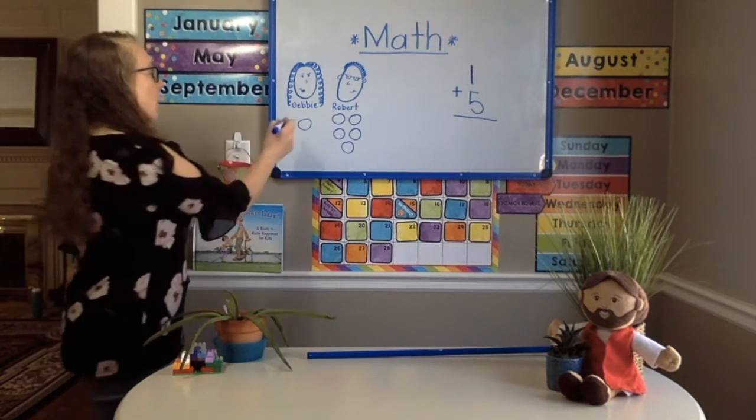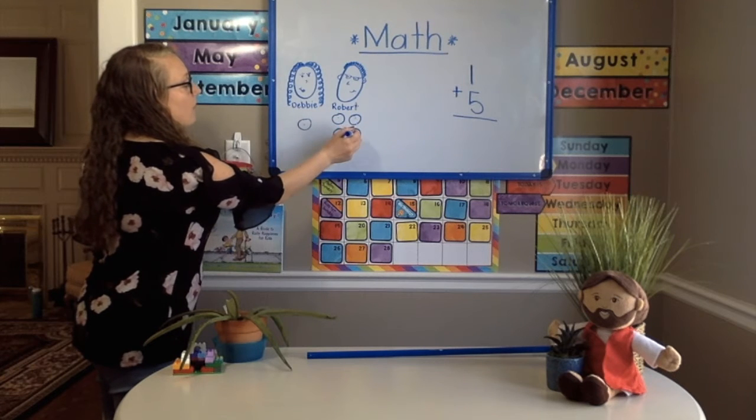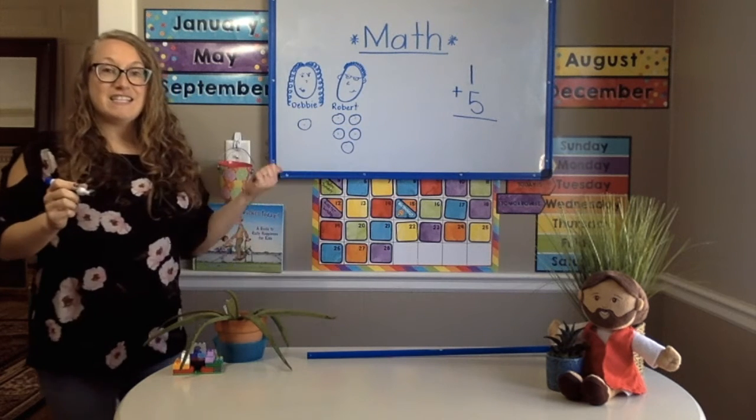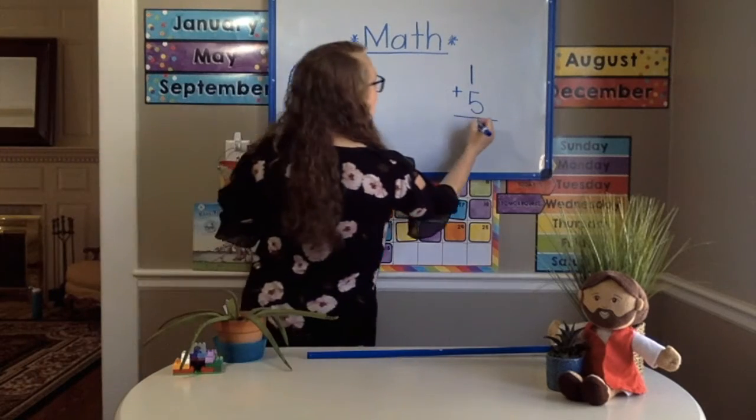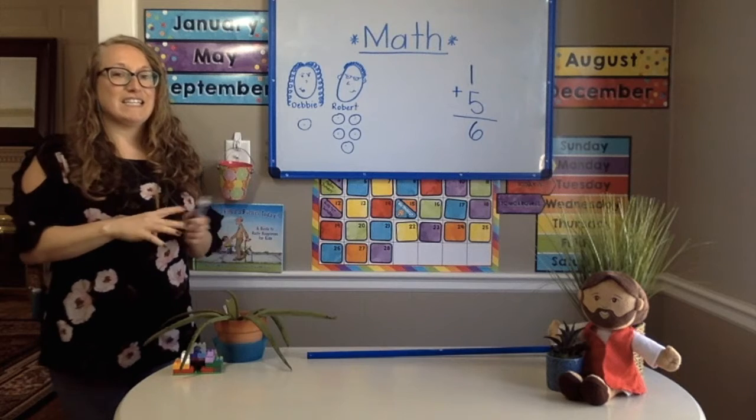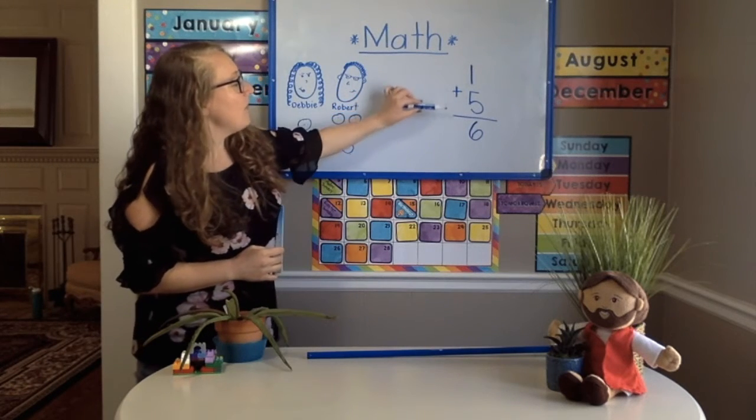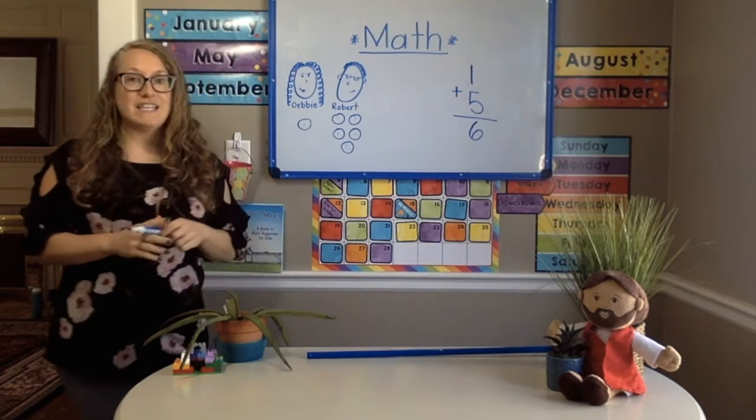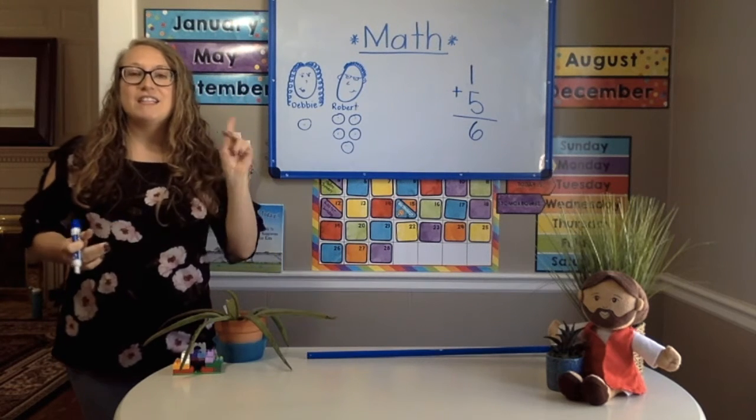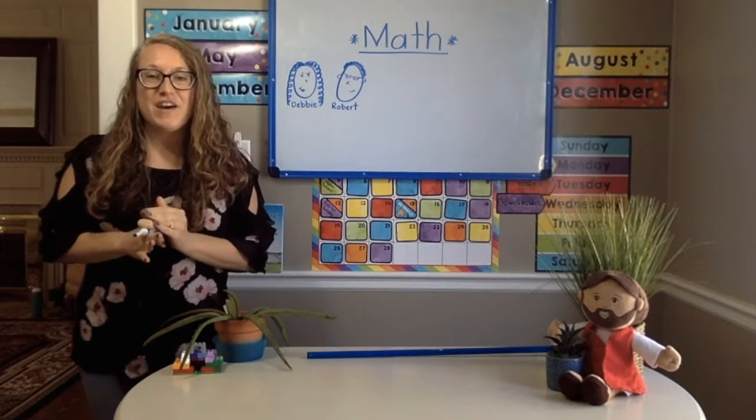Okay, here we go. 1, 2, 3, 4, 5, 6. 6. They have 6 cats all together. Okay, let's read our addition sentence. It says 1 plus 5 equals 6. 6 cats, kindergarten. Good job. Let's do one more problem together. Okay, kindergarten, here we go.